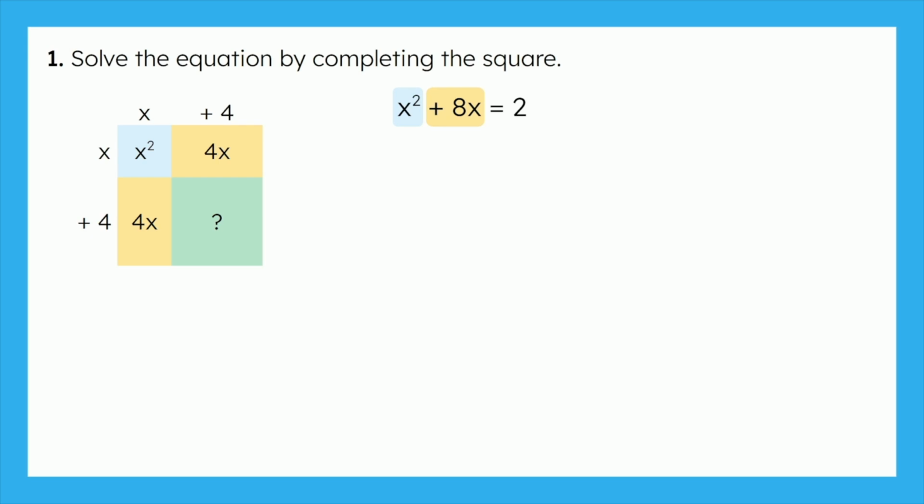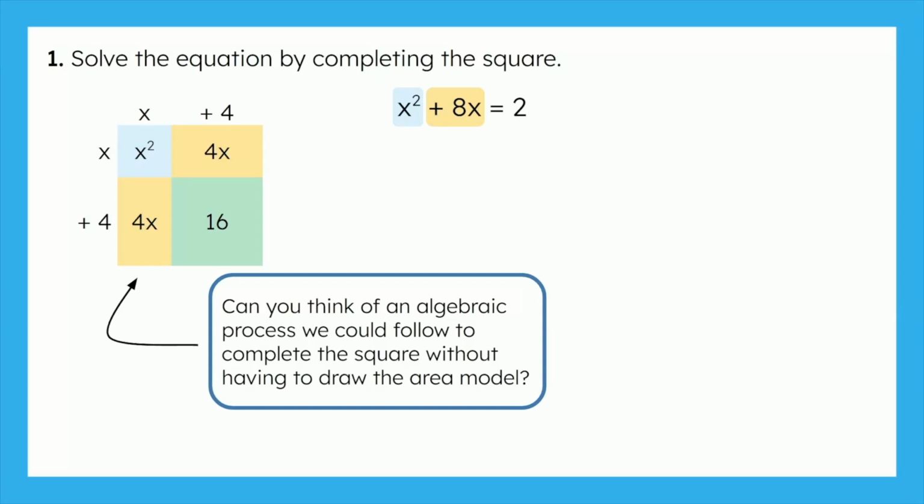What's going to go in that corner? It'll have to be 16, or 4 times 4. Now we have a perfect square. Before we keep going, take another look at how we broke down the 8x to come up with the 16 that completed the square. Can you think of an algebraic process we could follow to complete the square without having to draw the area model every time?